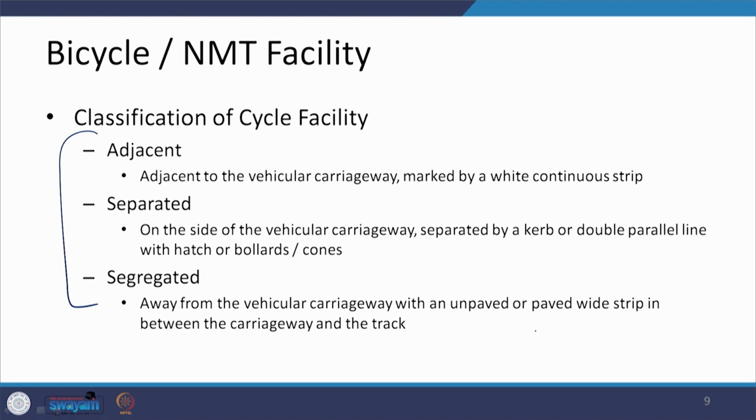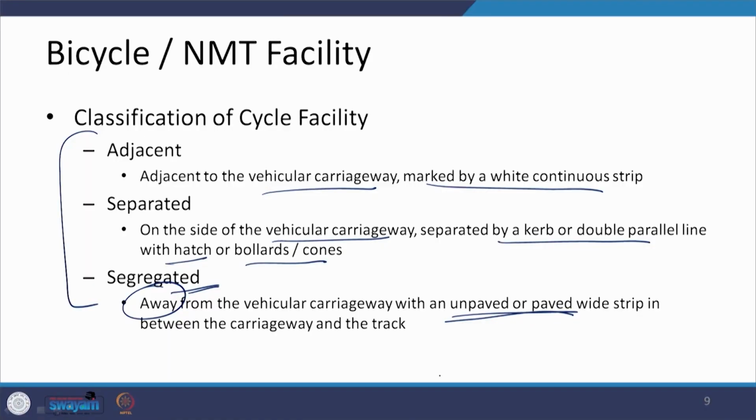The adjacent is nothing but one which is provided along the vehicular carriageway, marked by a white continuous strip. Separated is the one which is provided on the side of the vehicular carriageway, but separated by either the curb stone or the parallel line markings or the hatchings or the bollards or the cones. The segregated one is usually away from the vehicular carriageway, and that separation which is provided between the two carriageways, one used for the motorized vehicle, another used for the cyclist, can be either paved or unpaved, and that is how the two separations or two segregations can be achieved.